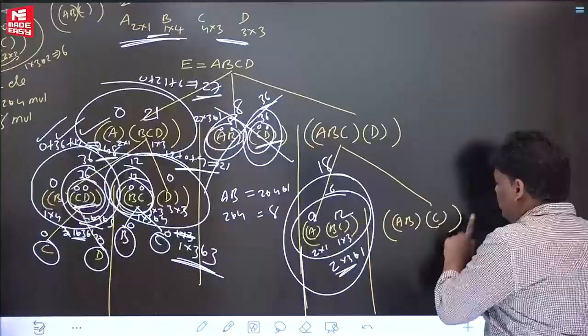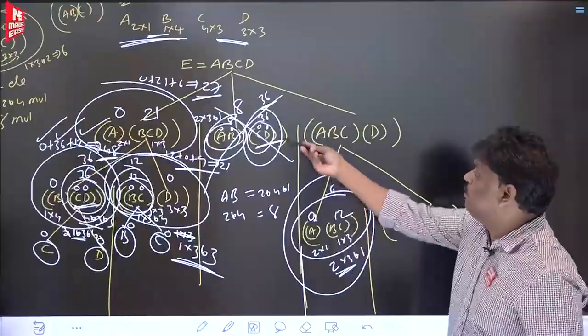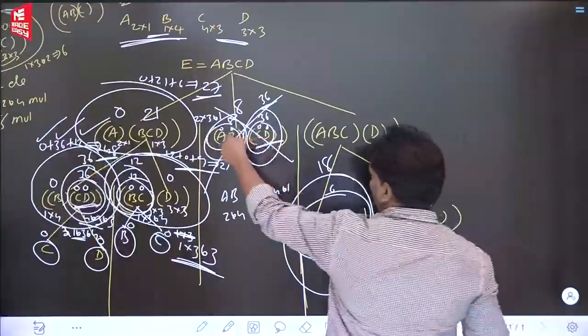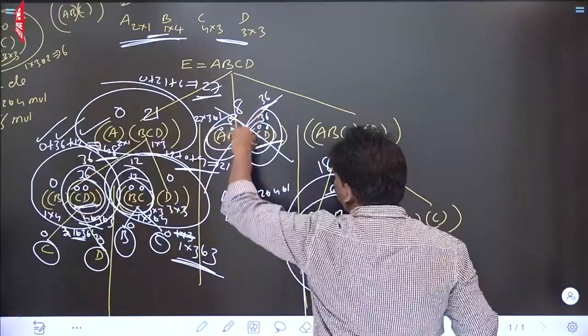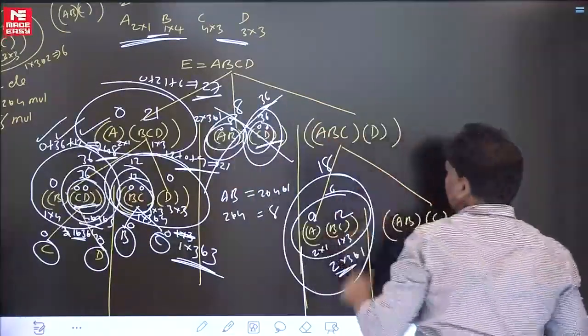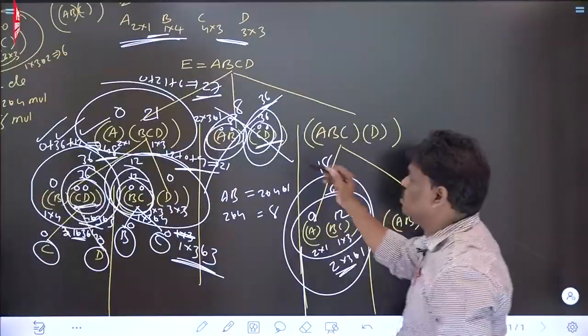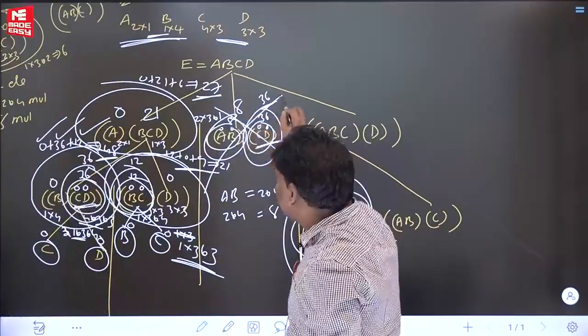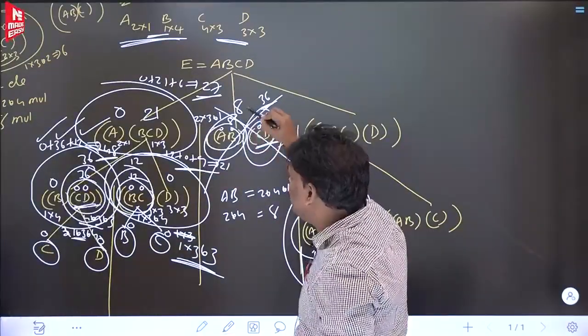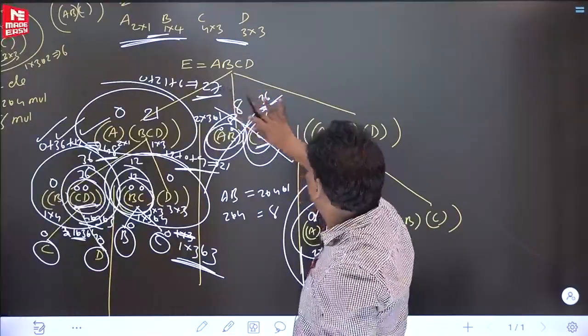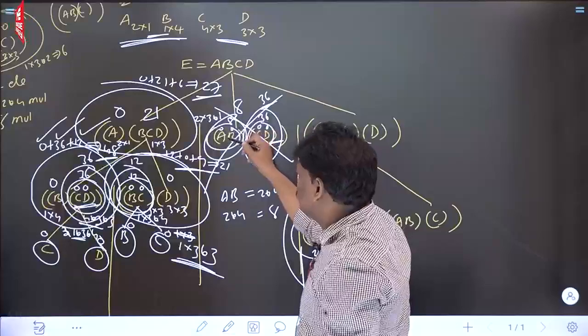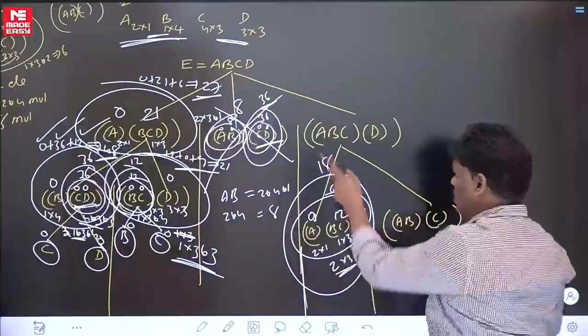Next one, AB into C. What is AB? Already we did 8. That is the reason I did this, because it may not be useful here, but it may be useful further. Let's take it as positive. Unnecessarily I did this, because this itself is 36, more than 27, so you can stop, but it may be useful here. So let me use it.